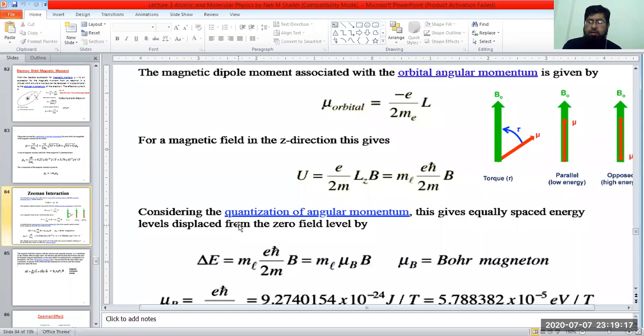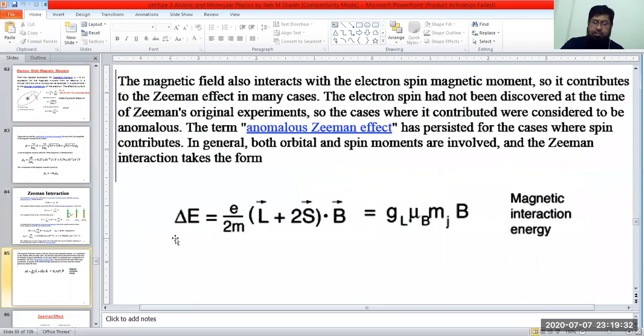In this particular lecture, we are discussing the interaction of the level with the magnetic field. Therefore, it is called the Zeeman effect. So now here, this is the change in energy. This delta E is the change in energy of the level. This change in energy of the level is equal to e over 2m, L into B.